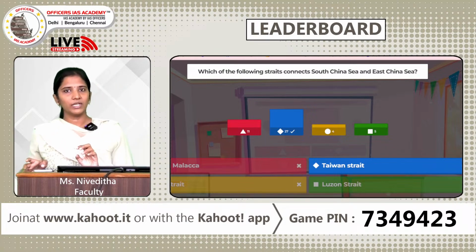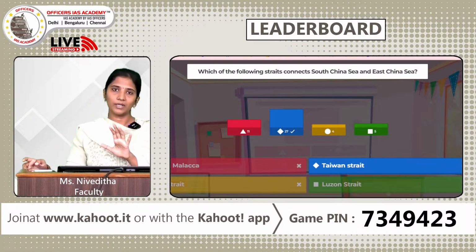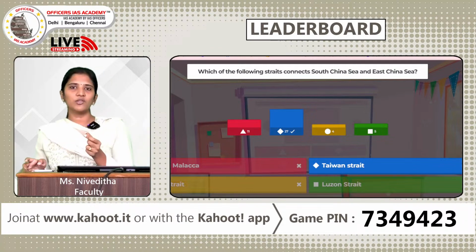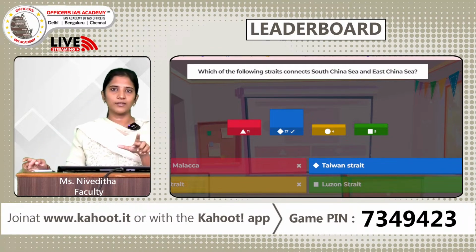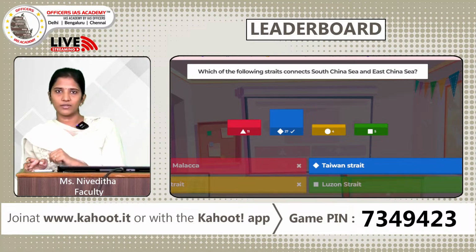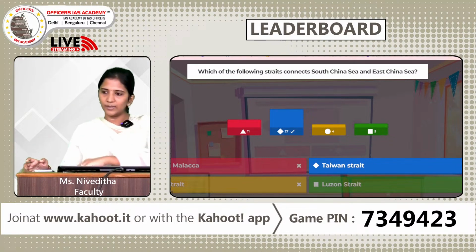So we ought to know, it's better to make a map of these and have a clear-cut idea, so that if a question on these comes in prelims, you will be able to answer within 20-25 seconds. So you save the time for other questions. Good. Let us see the leaderboard.